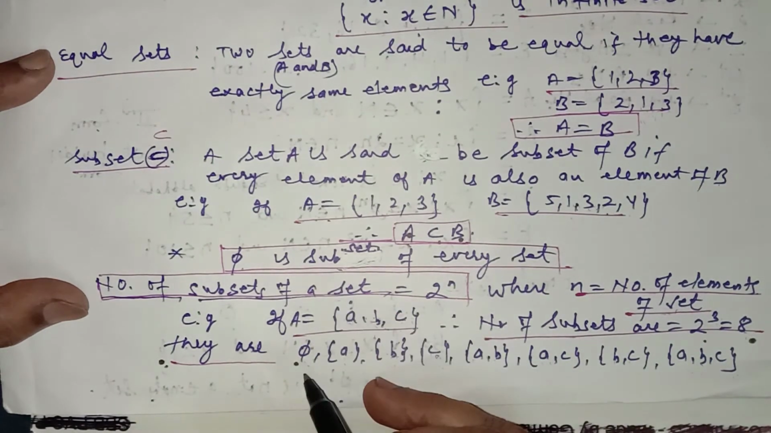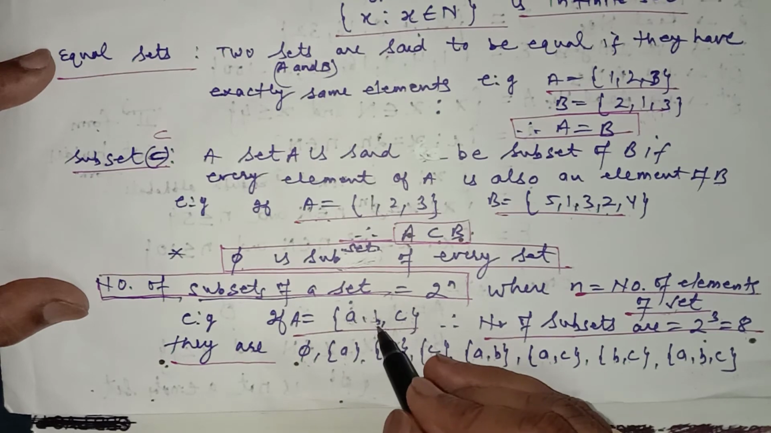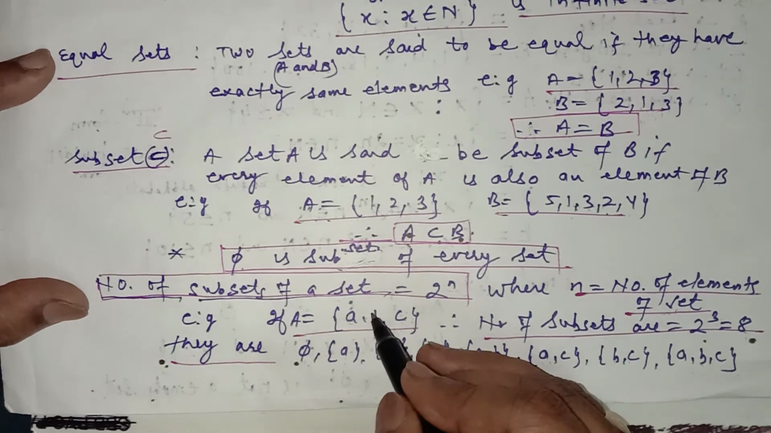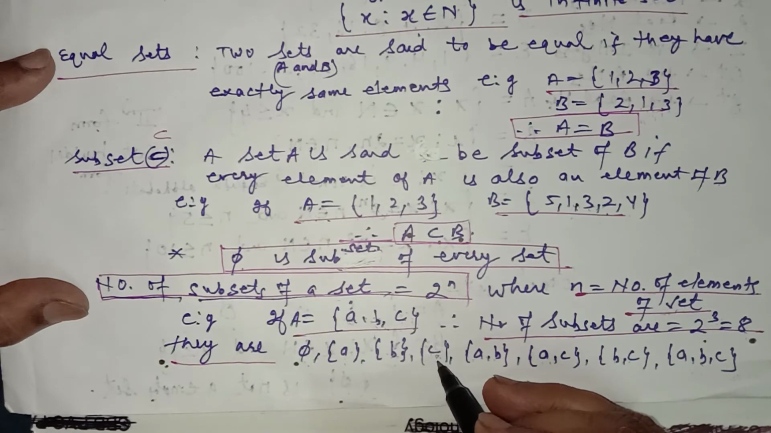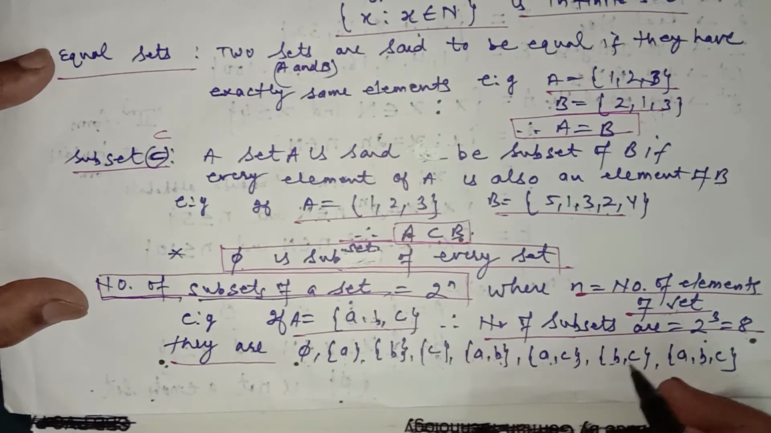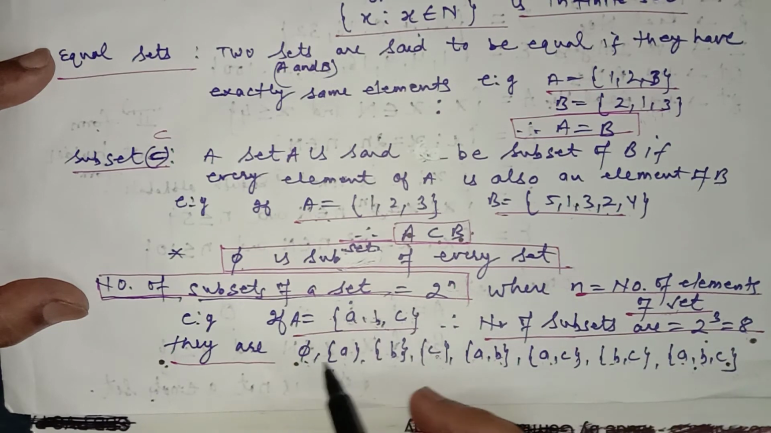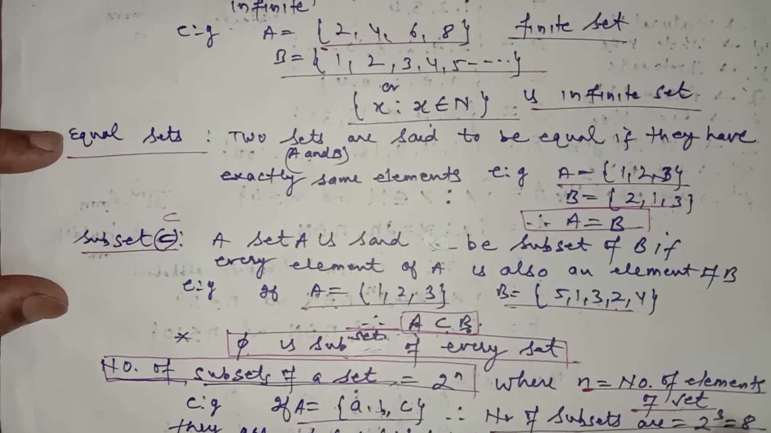As I already told you, the empty set is a subset of every set. So phi is a subset of this. The set containing the element A is a subset of this. The set containing the element B is a subset of this, because all the elements of it are in this set. The set containing the element C is a subset of this. {A, B} is a subset of this. {A, C} is also a subset of this. {B, C} is also a subset of this, and {A, B, C} is also a subset of this, since all the elements of this set belong to this. So 1, 2, 3, 4, 5, 6, 7, 8. These are the 8 subsets of this set A, which contains 3 elements.